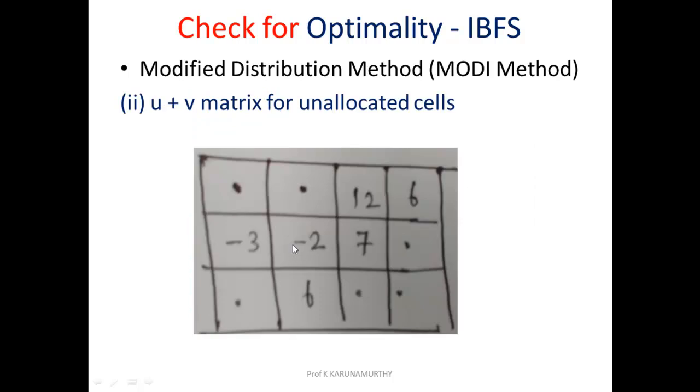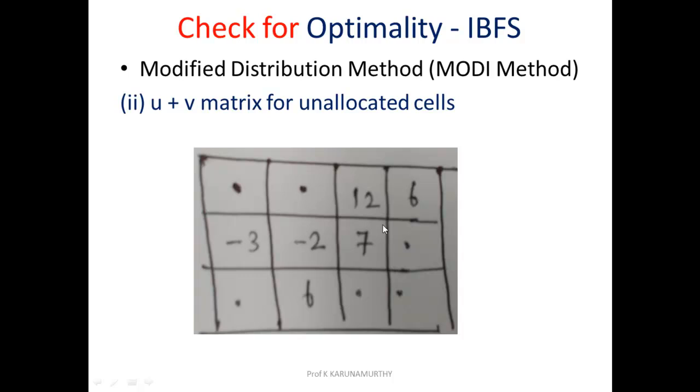To write the u plus v matrix for unallocated cells, it is like this. Then the next step is that you have to find the cell evaluation matrix. The cell evaluation matrix is what we get when we subtract the values in the u plus v matrix for unallocated cells from the original cost matrix. That we call the cell evaluation matrix.